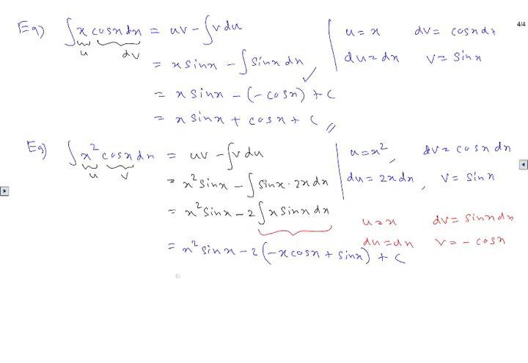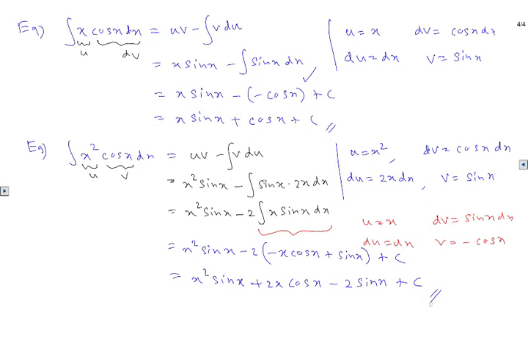So if you multiply through, you're going to get x squared sine x plus 2x cosine x minus 2 sine x plus c. So that's the answer. What we normally do is you do that again and then substitute, but since we already did x sine x, we can substitute here. Okay, so that's the first type. We have a polynomial and a trigonometric function.